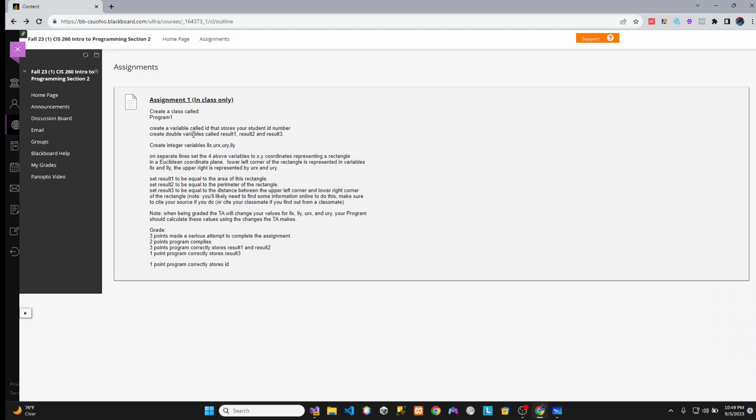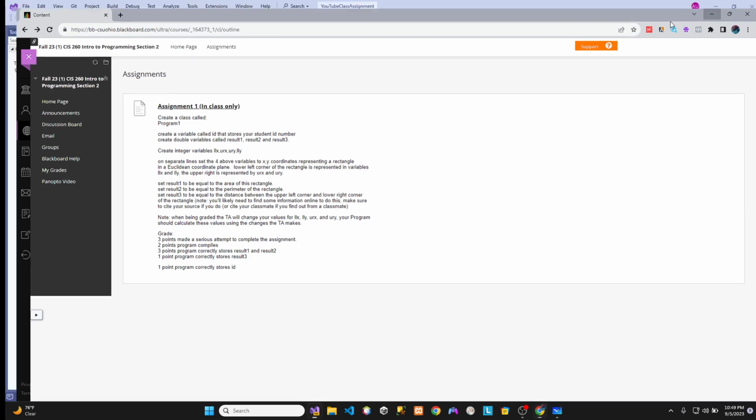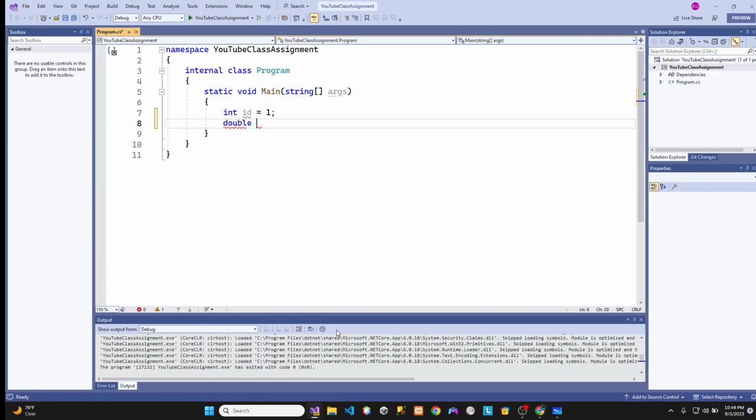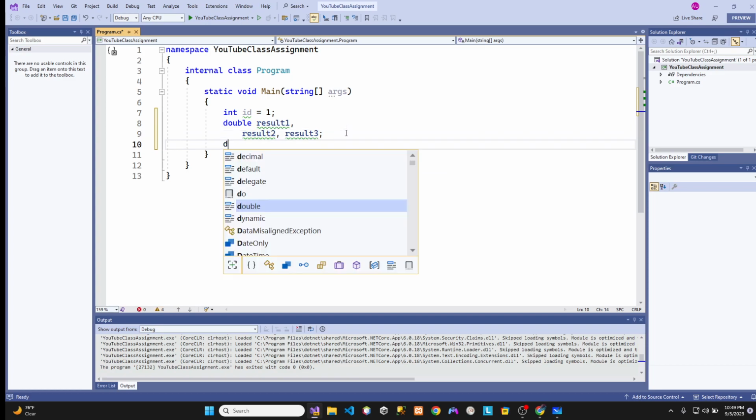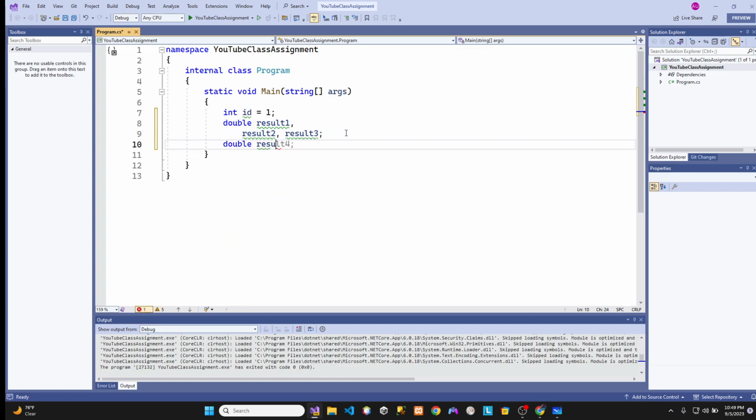Create double variables called result1, result2, and result3. So double result1, result2, and result3. Instead of going down and writing another double on a new line, I define them in the same line. This is much more practical and better.